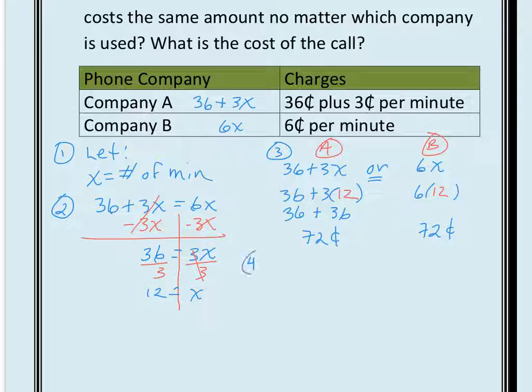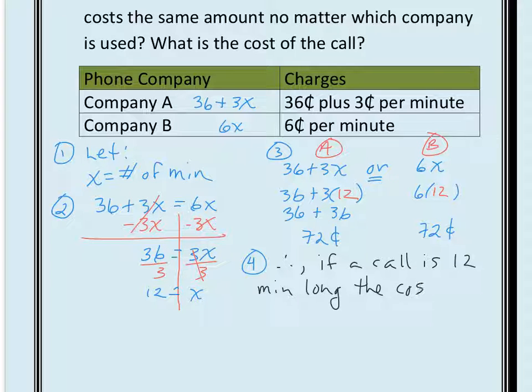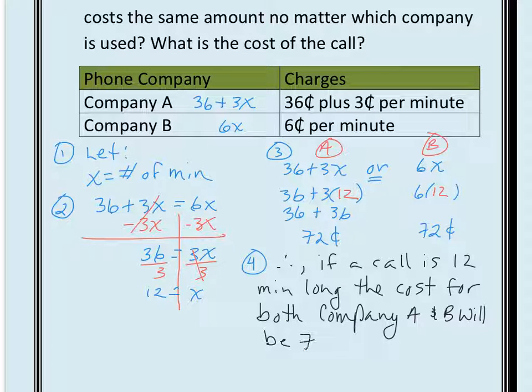So to answer their question, therefore, if a call is 12 minutes long, the cost for both company A and B will be 72 cents.